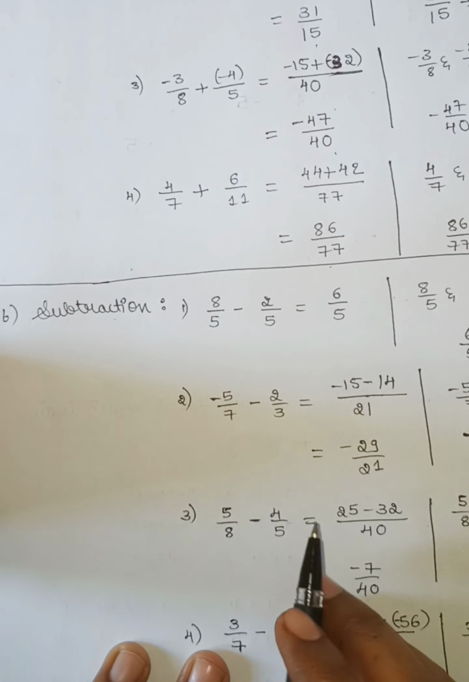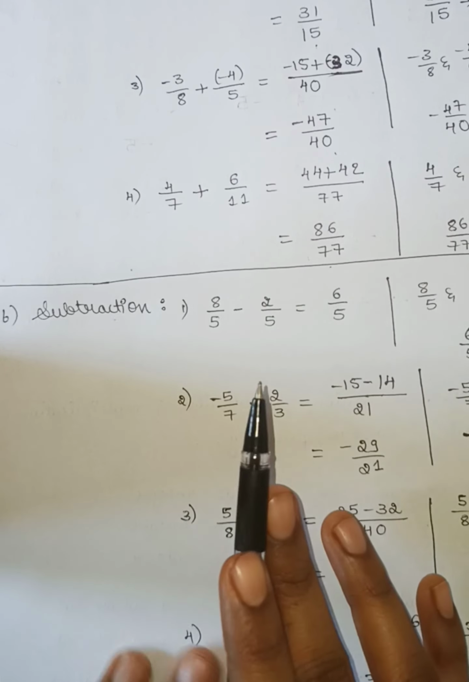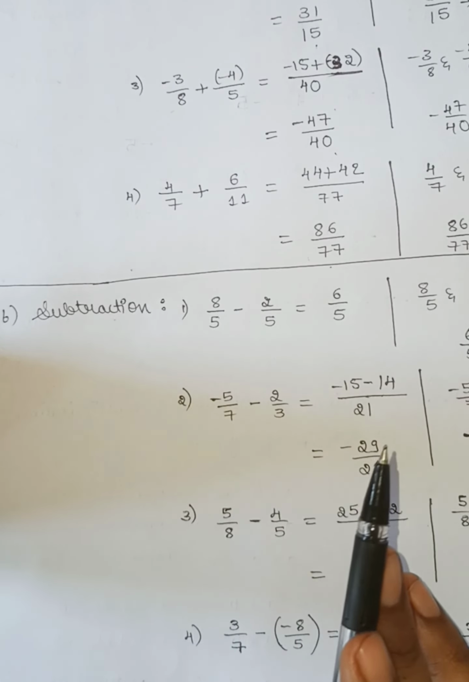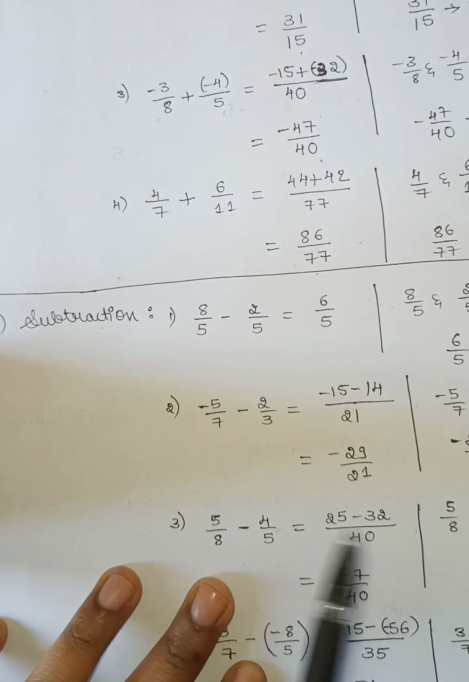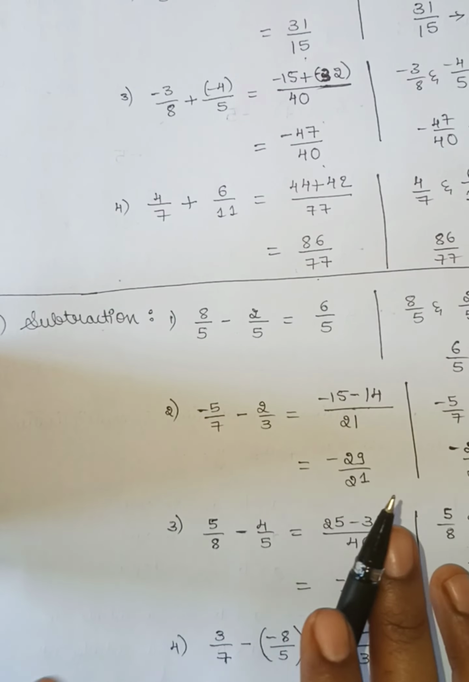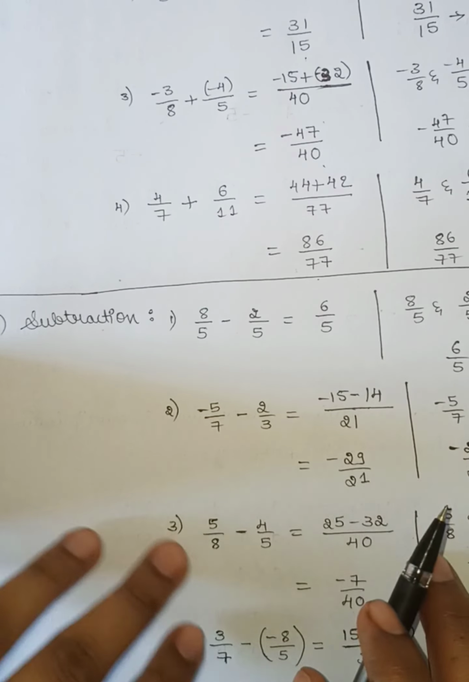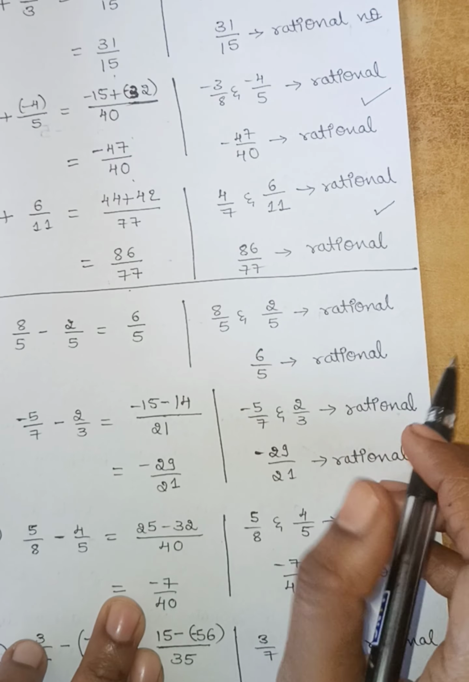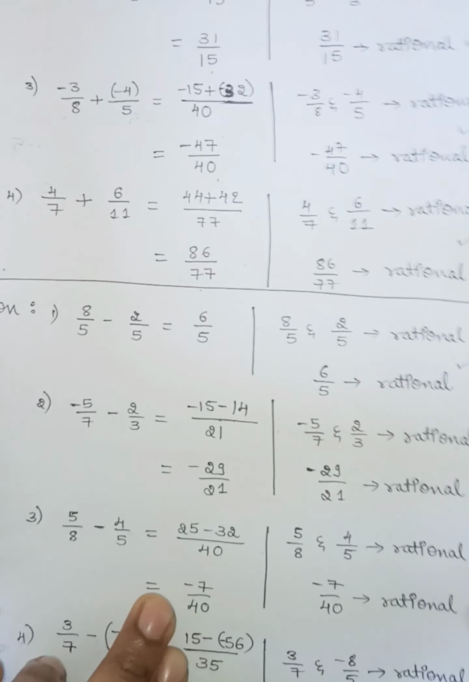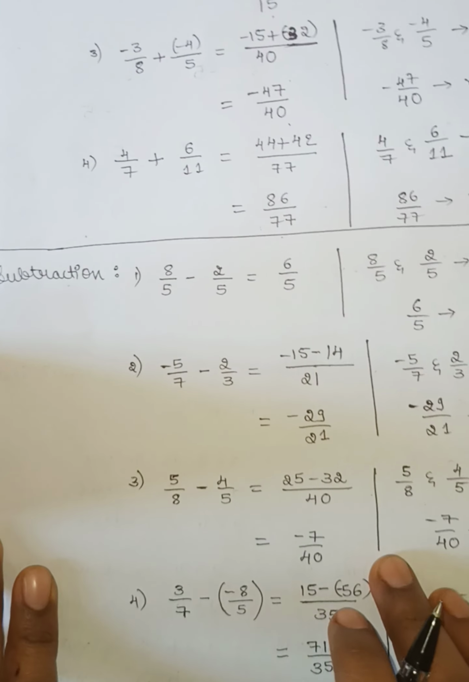Let's see, 8 by 5 minus 2 by 5. Here denominators are same, so we can subtract the numerators directly. 8 minus 2 is 6. So 8 by 5 minus 2 by 5 is equal to 6 by 5. 8 by 5 and 2 by 5 are rational numbers and 6 by 5 is also a rational number, so it follows closure property. Let's see another example.